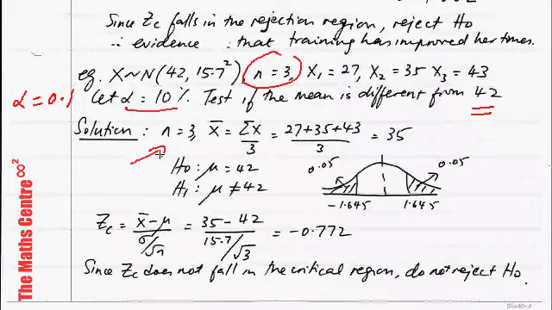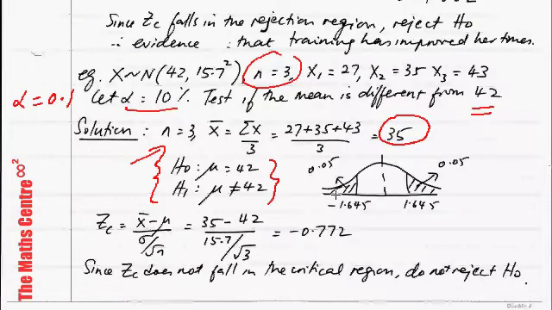N equals 3, so we can work out the value of x bar. Add the three values up and divide by 3. You will get x bar equals 35. Set up the hypothesis. H0 mu equals 42. H1, remember we are testing if the mean is different from 42, so H1 mu is not equal to 42. So this is a two-tailed test.